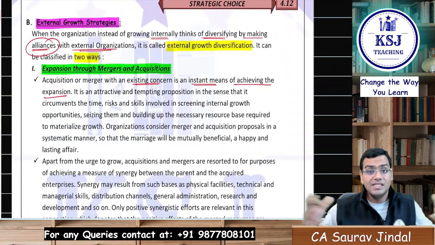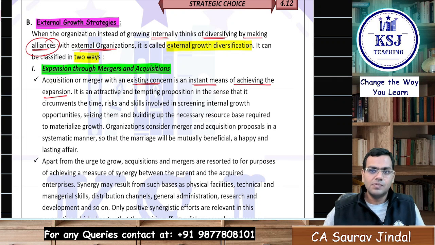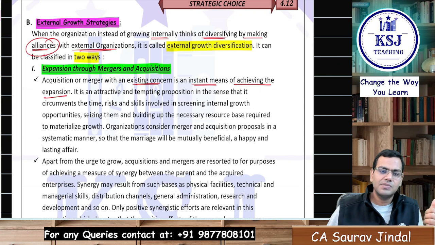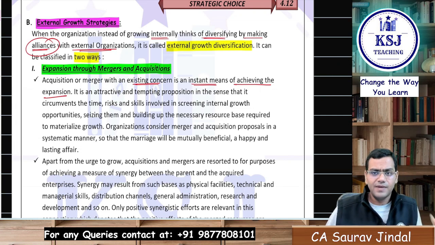So you can easily expand. You can quickly expand. You don't have to wait to acquire the knowledge, set up technology, set up skills and everything. You don't have to wait for that, right? Just straight away merge with the company, acquire the company and start with the manufacturing, start selling. The market is there, everything is already set up by the existing concern.